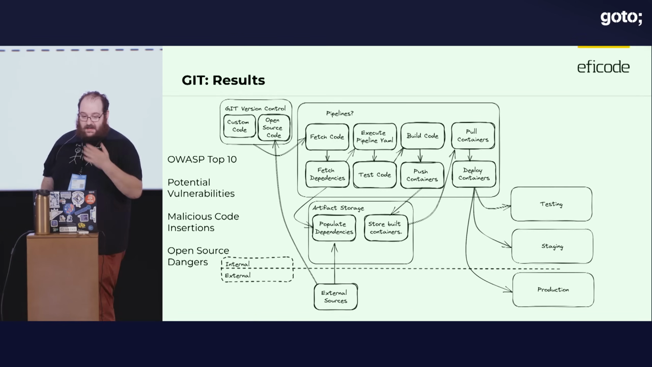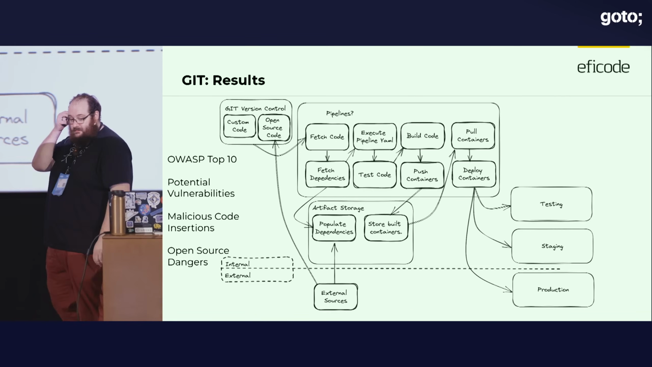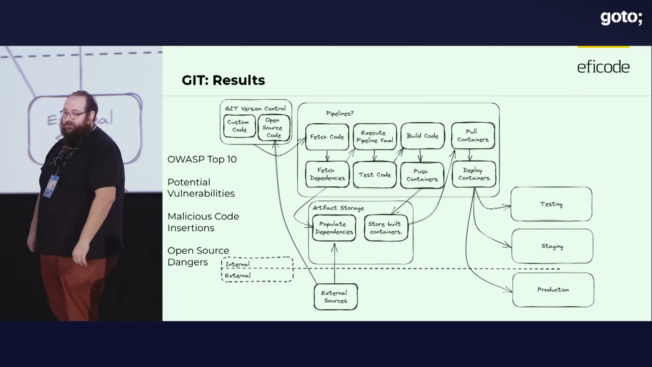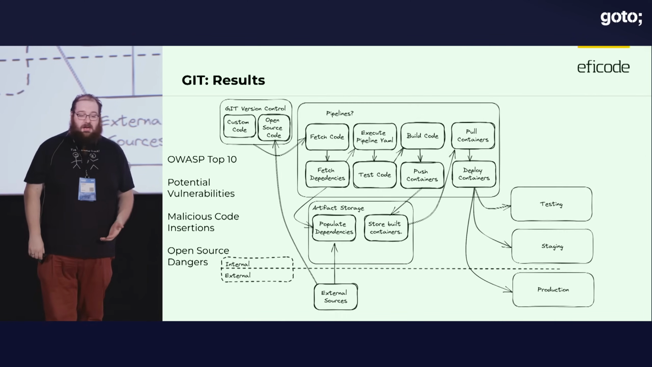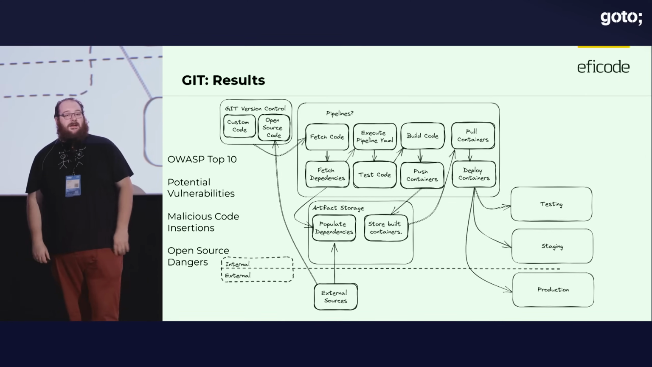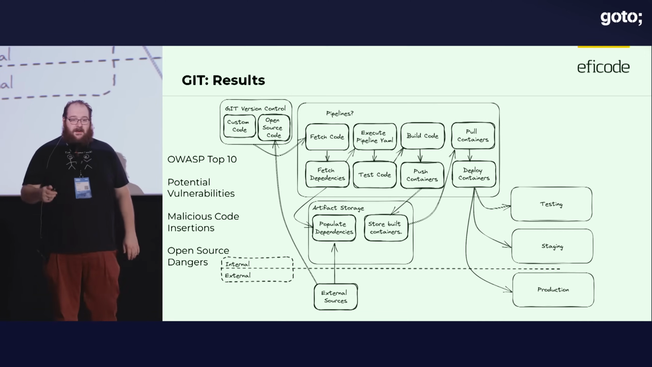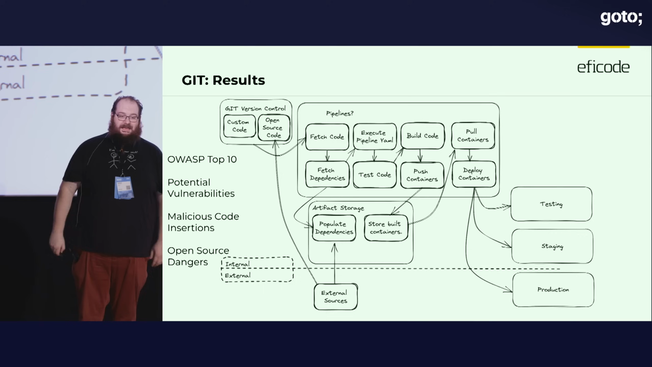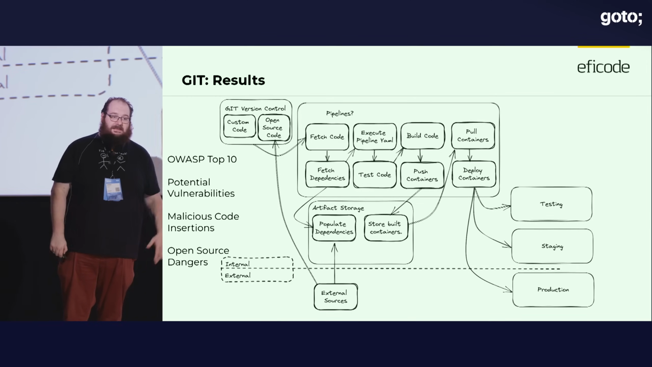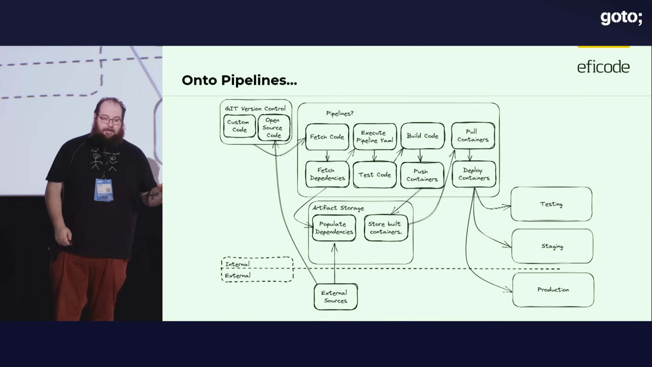So if we look at the results, top 10 vulnerabilities, any other vulnerabilities, malicious code insertions, and open source dangers are just 4 of the things we see from Git alone when mapping the Git attack surface. And that is just Git.